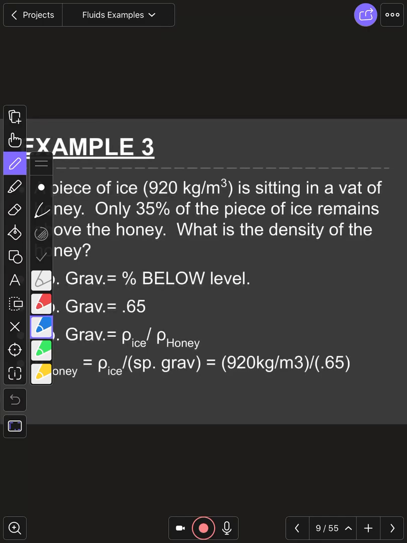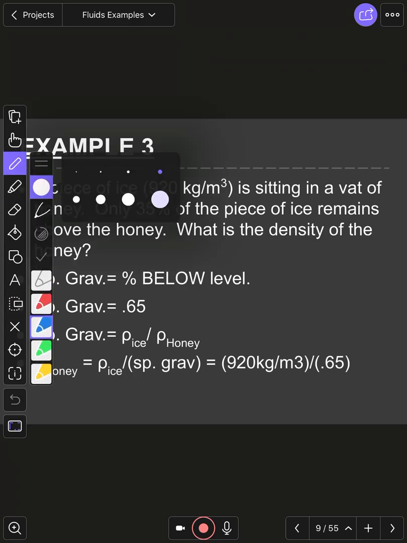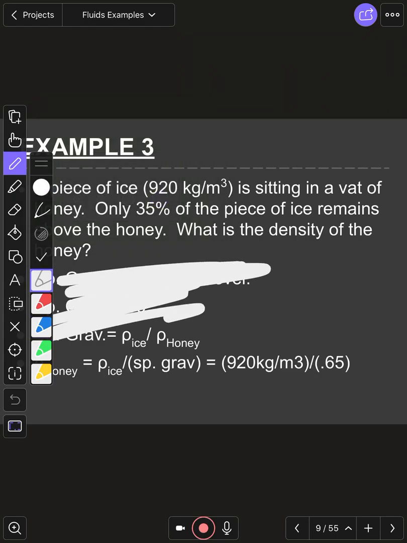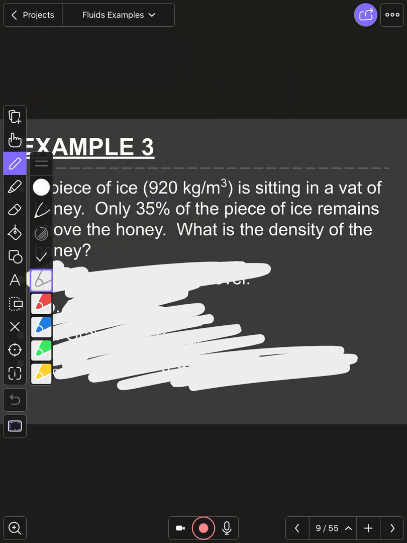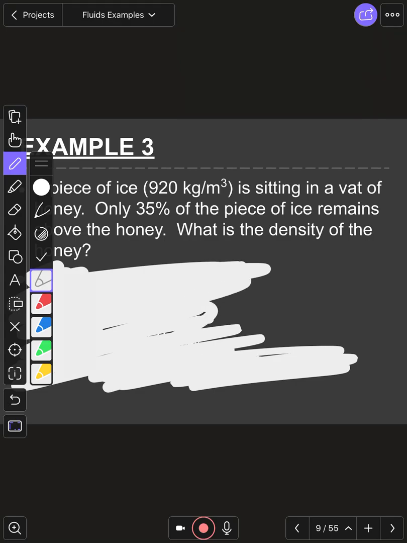Okay, example 3. So here is our situation. A piece of ice is sitting in a vat of honey. So now we are into a more difficult thing. I know you could always cheat on this, but I'm going to try to not let us cheat. A piece of ice is sitting in a vat of honey. Only 35% of that piece remains above the honey. What is the density of honey?